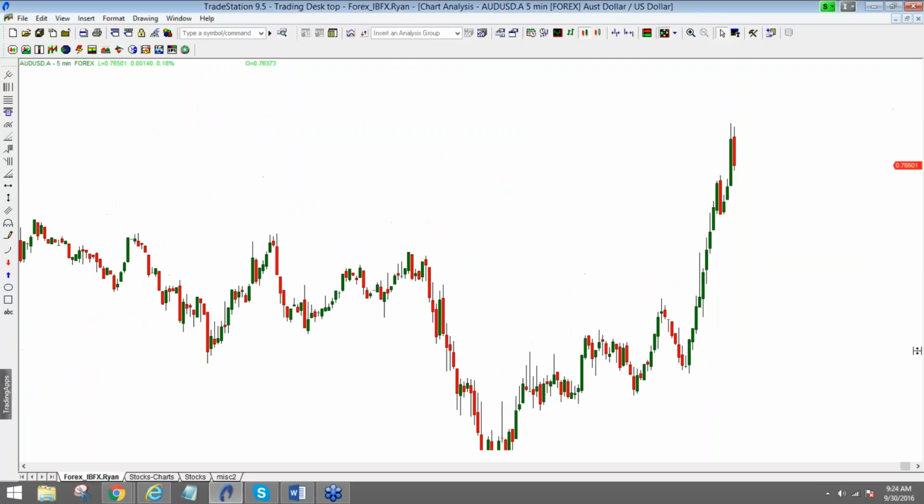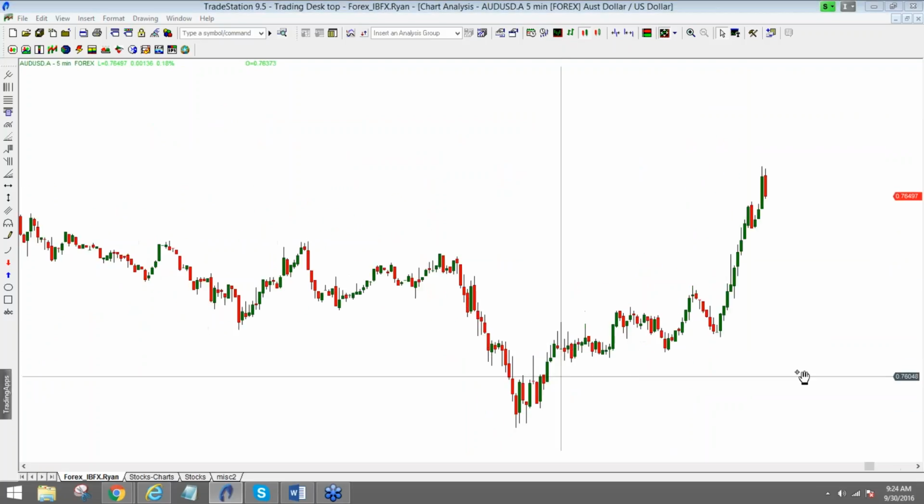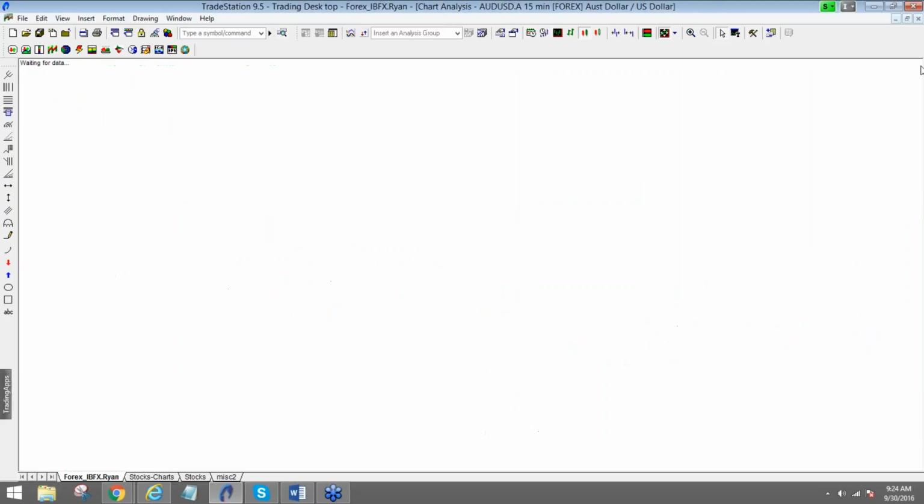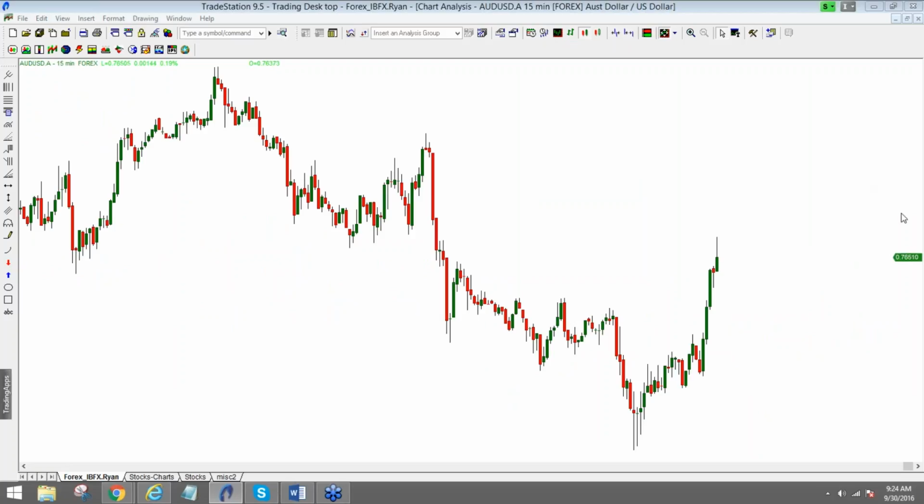I just went down to a 5-minute just for fun. I don't really trade off 5-minute charts in the Forex market. I really like the higher time frames, but nothing here on the Aussie USD.